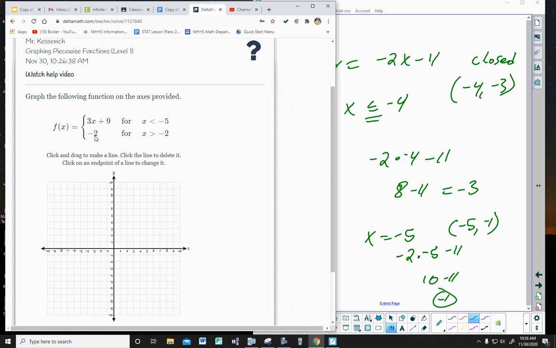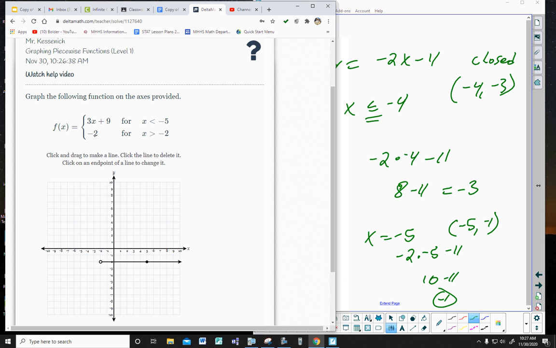Now for the second one, remember that's just a horizontal line where it's going to be greater than negative 2. So I'm going to start at negative 2, and it's a horizontal line, and I'm just going to drag it out there somewhere. This end is open, this end is arrow, because it's greater than, so it's to the right.